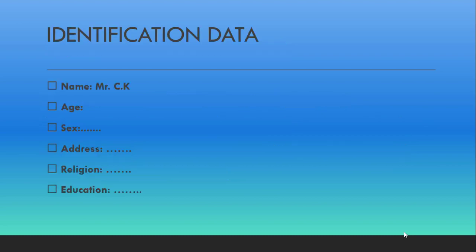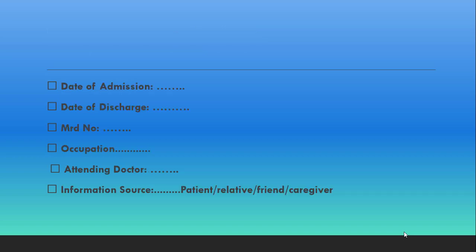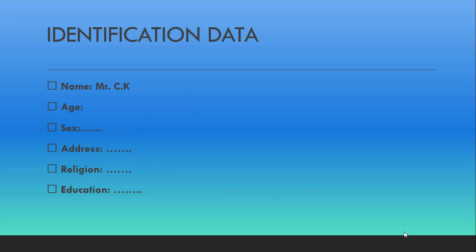While coming to the process recording format, first thing is you have to write the identification data. Under identification data, you have to write the name of the patient, age of the patient, sex, address, religion, education, date of admission, date of discharge if applicable, MRD number, that means medical record number, occupation of the patient, attending doctor, who is consulting and who is the attending doctor of the particular patient, and information source. Information source might be the patient or sometimes the patient and relative or only the relative, whoever it is, that you have to mention. I will repeat again.